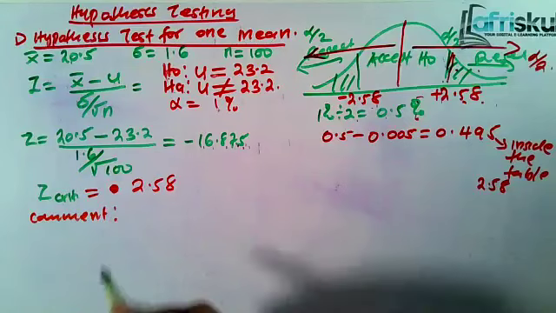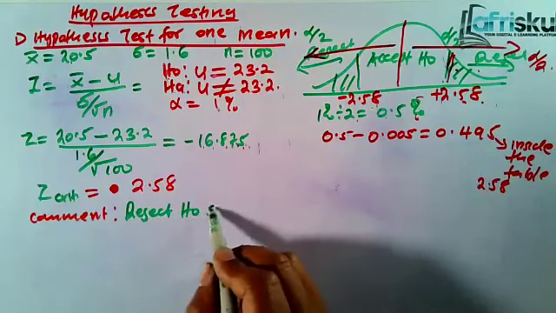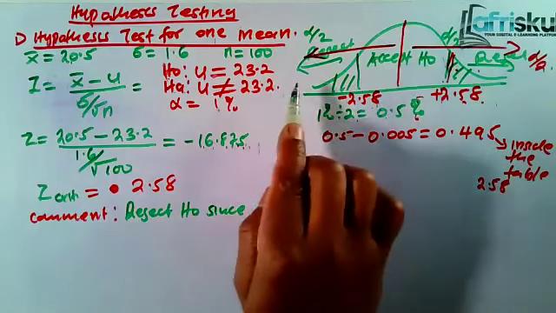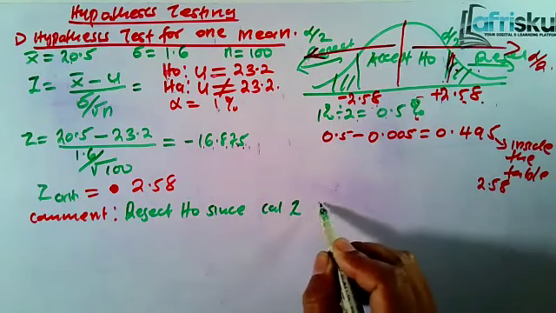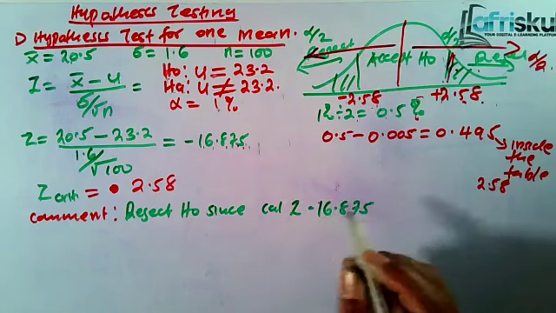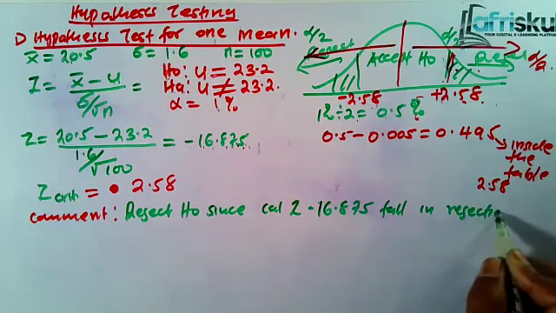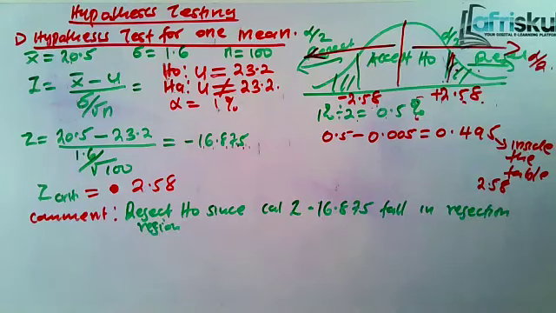Yes, in this case, you reject the null hypothesis, since you see 16 is already out here, since the calculated Z, which is negative 16.875, falls in the rejection region. Yes, it lies in the rejection region. So that is the first part.